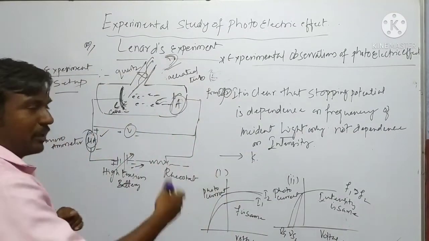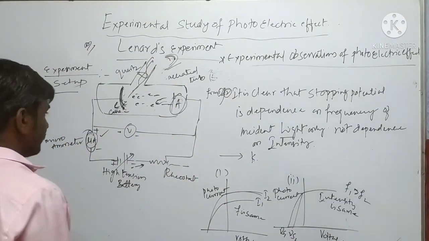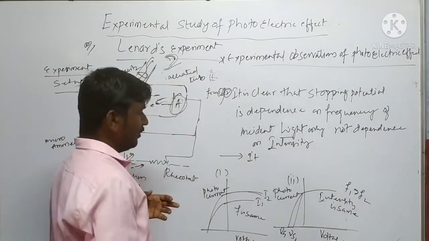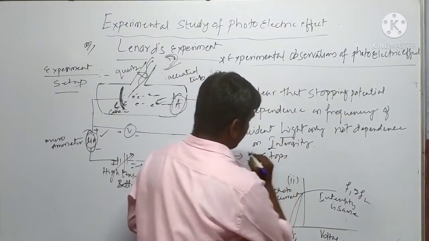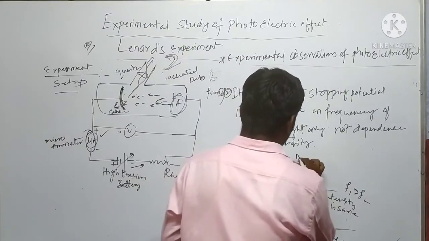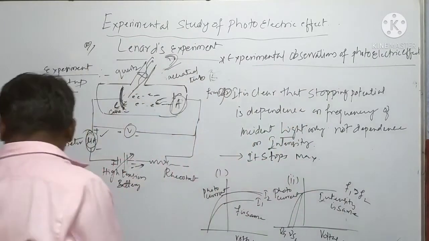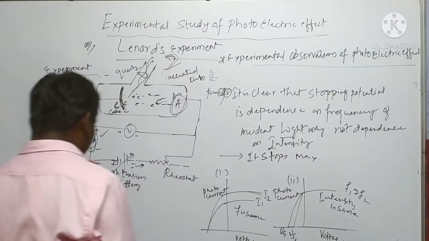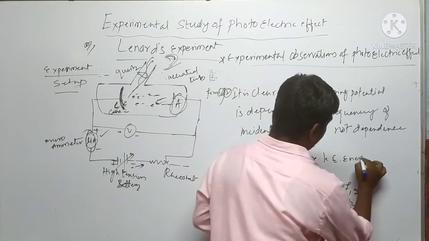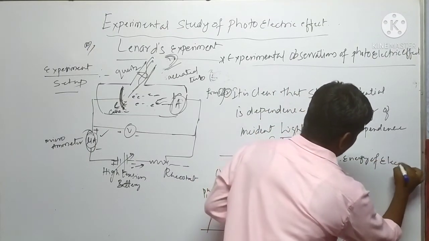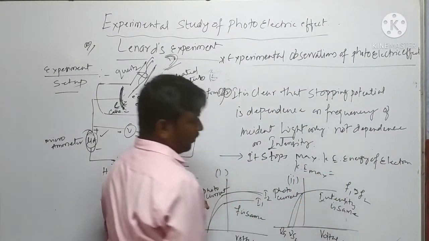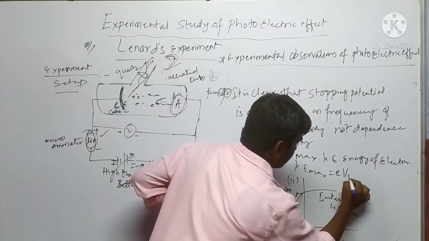So what can we write now for stopping potential? Stopping potential means it stops the maximum kinetic energy electrons. It stops the maximum kinetic energy of electrons. Therefore the kinetic energy K equals eVs.